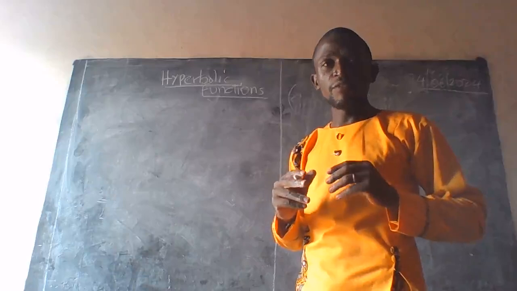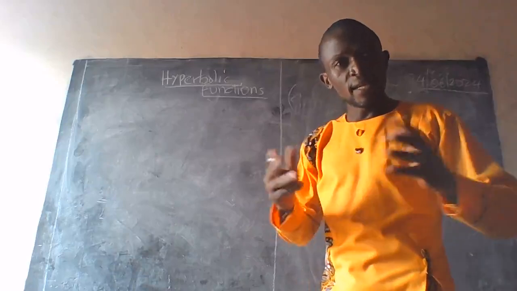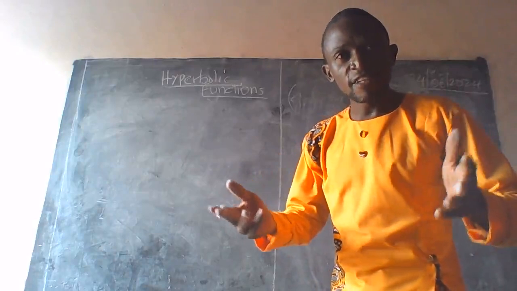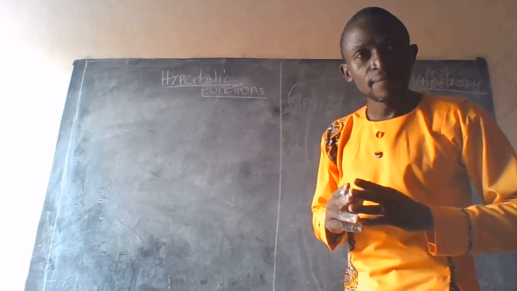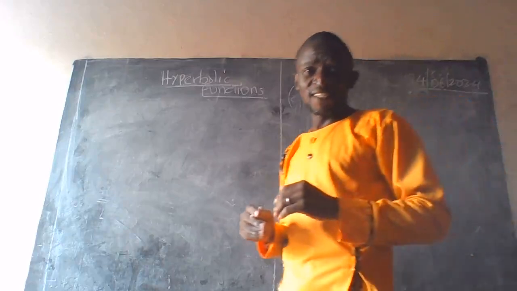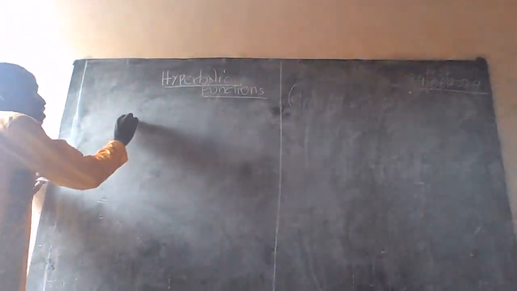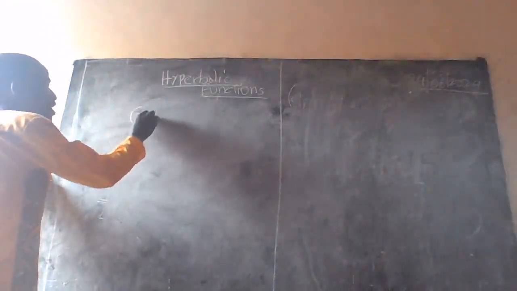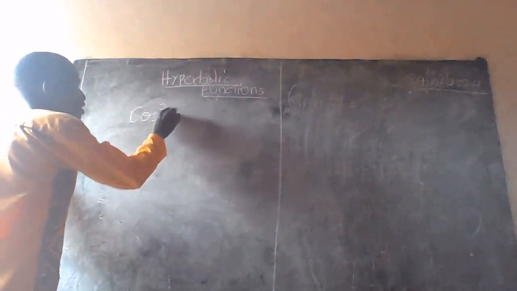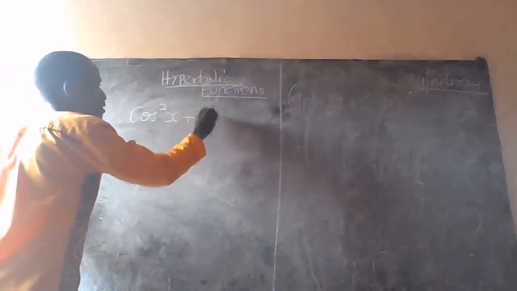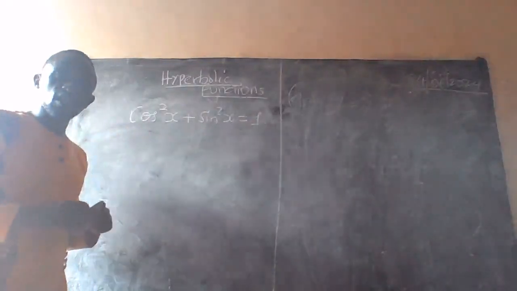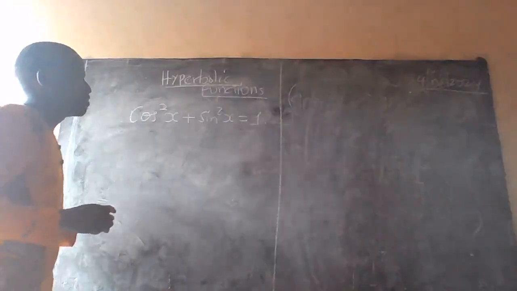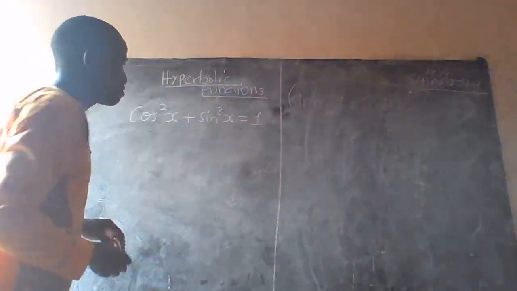Class, can anyone tell us the fundamental trigonometric identity? Very good. Yes, that one. So the fundamental trigonometric identity we shared last time was cos squared x plus sine squared x equal to 1. That's what we say. Very well done, class. Thank you for remembering that.